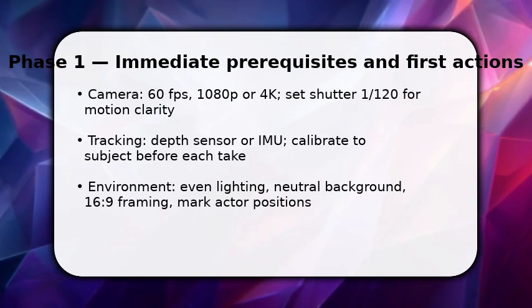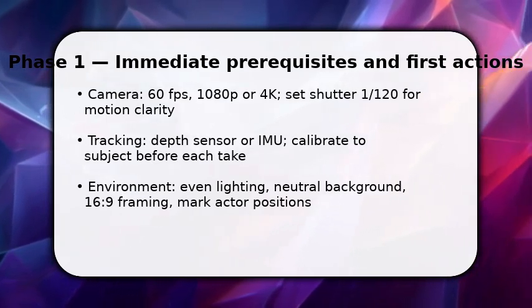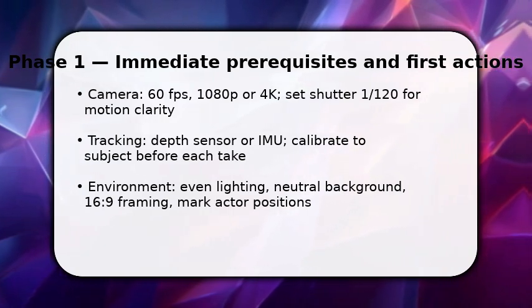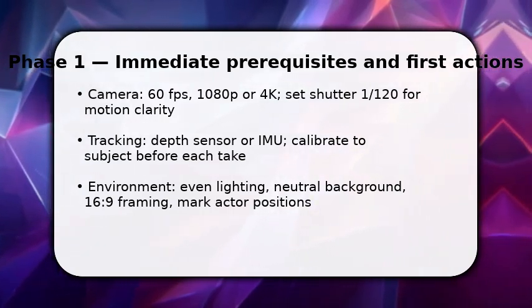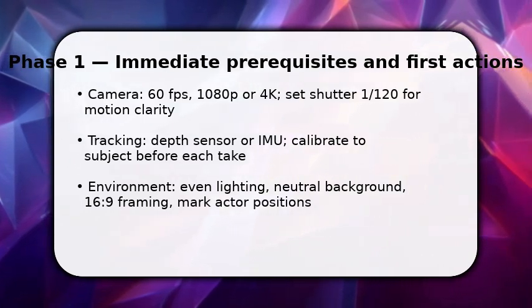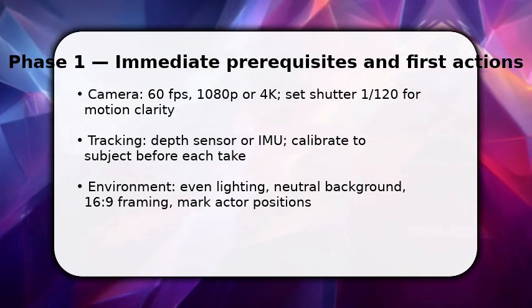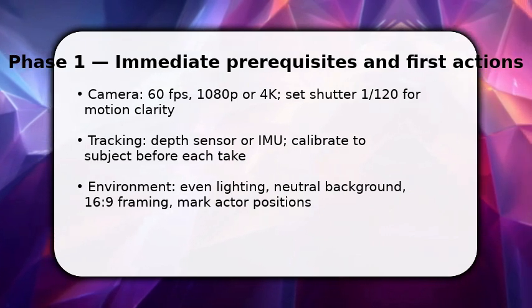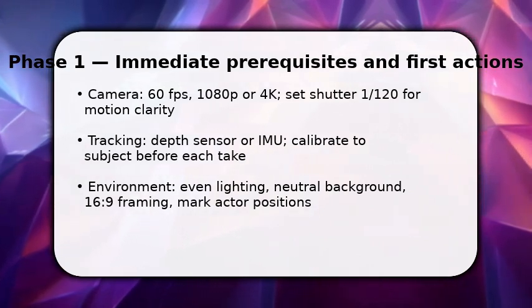You begin by securing the essentials: a 60 FPS camera and a tracking sensor. This reduces motion jitter and keeps perspective stable. Once done, configure camera to 1080p or 4K and set shutter to about 1/120. That smooths motion. Make sure to calibrate the tracker to the subject, because good tracking prevents drift later.